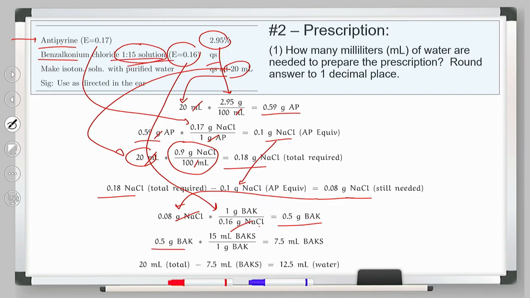So if this is the weight of the benzalkonium chloride I need, then I have to take my concentration, and this is where I have to re-express my ratio strength as 1 gram per 15 mils, put grams in the denominator, so I'm going to multiply by 15 so that I get a volume. And doing that gives me 7.5, and that's 7.5 milliliters of that 1 to 15 concentration solution, because that 7.5 mils gives me the weight of benzalkonium chloride I need. So if that's the volume of the solution I need, then clearly I take the total I'm making, 20 milliliters, minus the volume of that solution, 7.5 mils, means that I would have 12.5 milliliters of water.